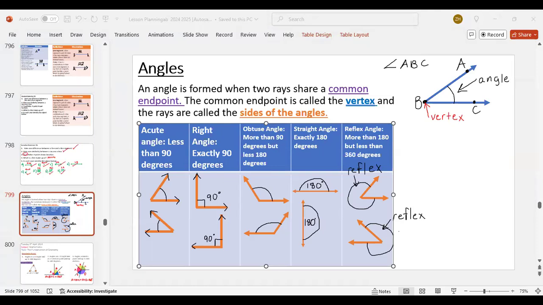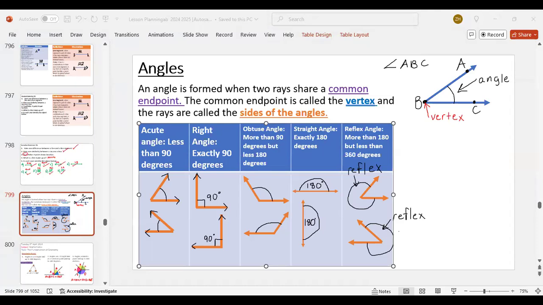Nala, where's Nala Knowles? Nala, can you hear me? Yes, sir. What is the obtuse angle? An obtuse angle is an angle that is more than 90 degrees but less than 180. Very good.